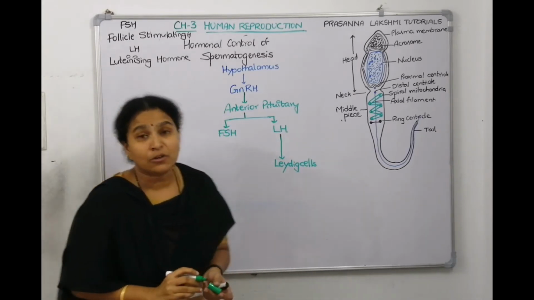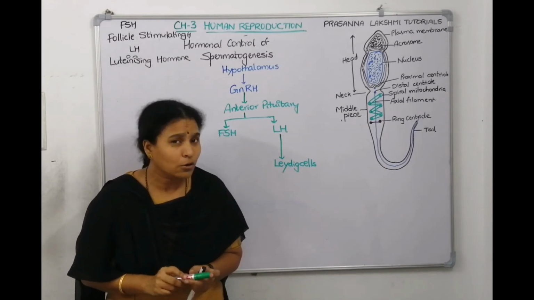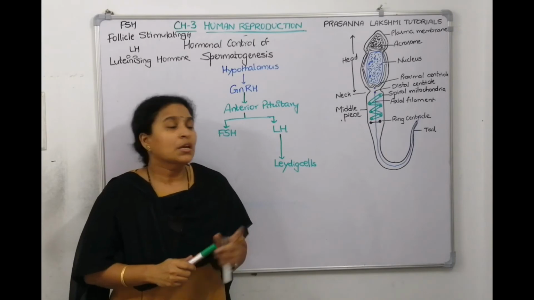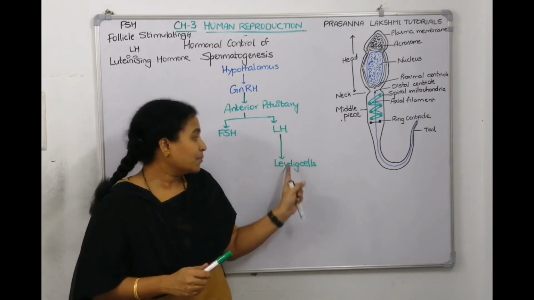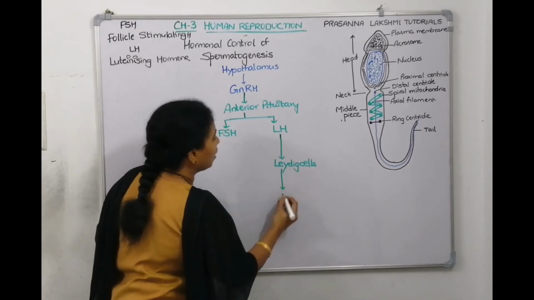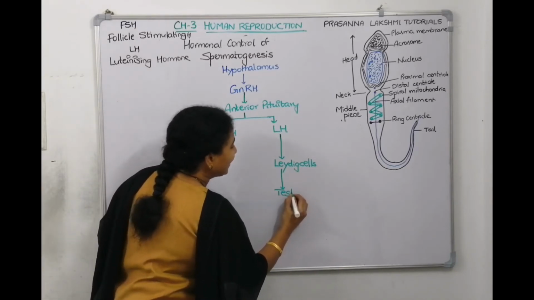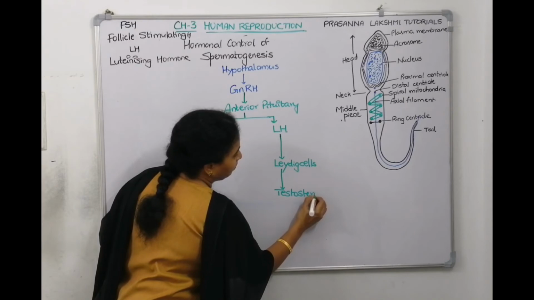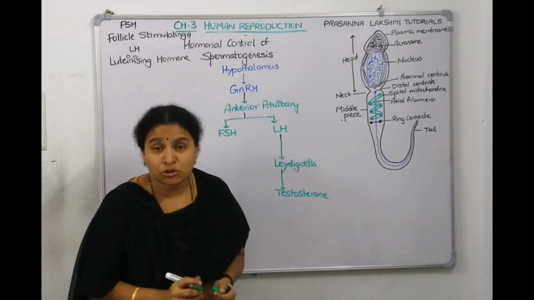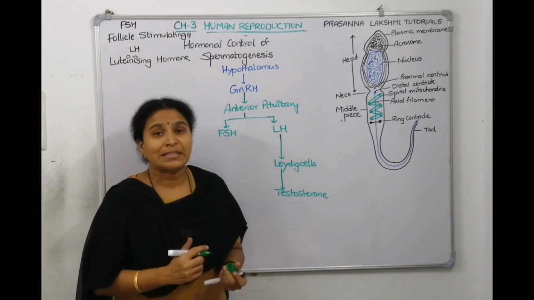Luteinizing hormone comes and acts on Leydig cells. Where are Leydig cells? They are also called interstitial cells, present inside the testicular lobes. Now, when the luteinizing hormone acts on the Leydig cells, the Leydig cells will produce a hormone called testosterone, which is a male androgen, a male sex hormone.